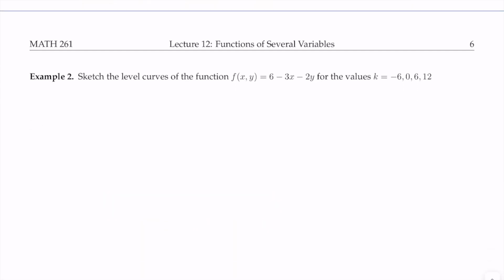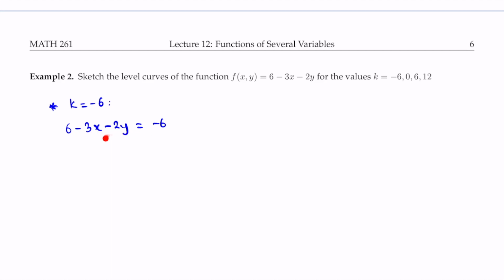In the next example, I'm going to show you how to find the level curves of a function and sketch them. I want to sketch the level curves of the function f of x, y equals 6 minus 3x minus 2y for different values of z, in this case k equals negative 6, 0, 6, 12. When k is equal to negative 6, you substitute f of x, y equals negative 6. So you have 6 minus 3x minus 2y equals negative 6.